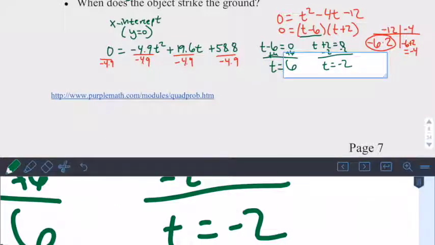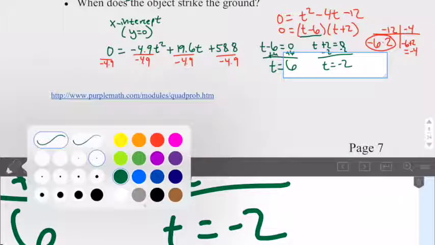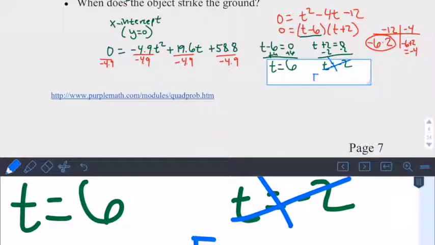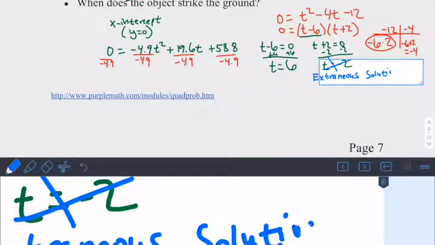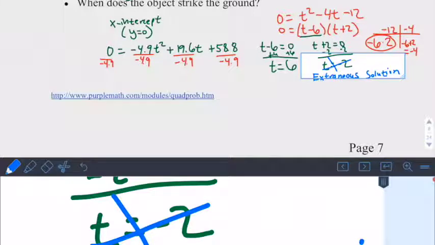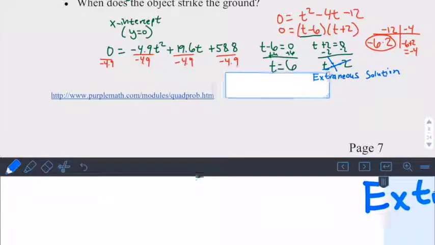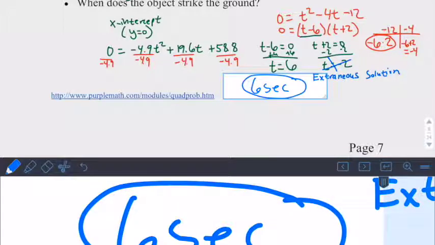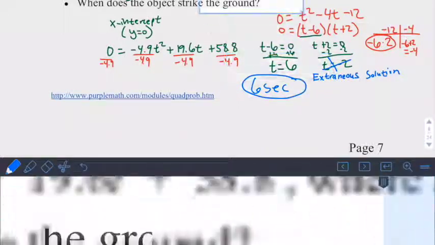Well, negative 2 seconds doesn't make any sense. We can't hit the ground by going back in time, so this is what we call an extraneous solution. Okay, it doesn't make sense in terms of our problem, so 6 seconds is our solution. Okay, it takes 6 seconds to hit the ground.